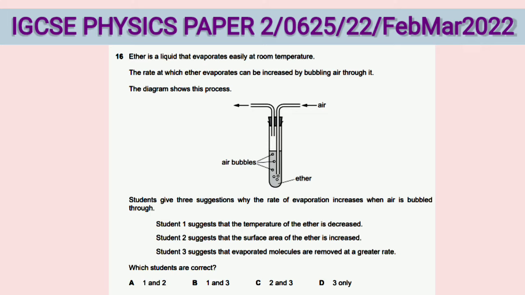Student 2 suggests that the surface area of ether is increased. Yes, due to air bubbles, surface area of ether will increase, and that will increase rate of evaporation. Student 3 suggests that evaporated molecules are removed at a greater rate. Yes, bubbling will make the evaporated molecules removed at a greater rate. So student 2 and 3 are correct. Option C is the correct answer.